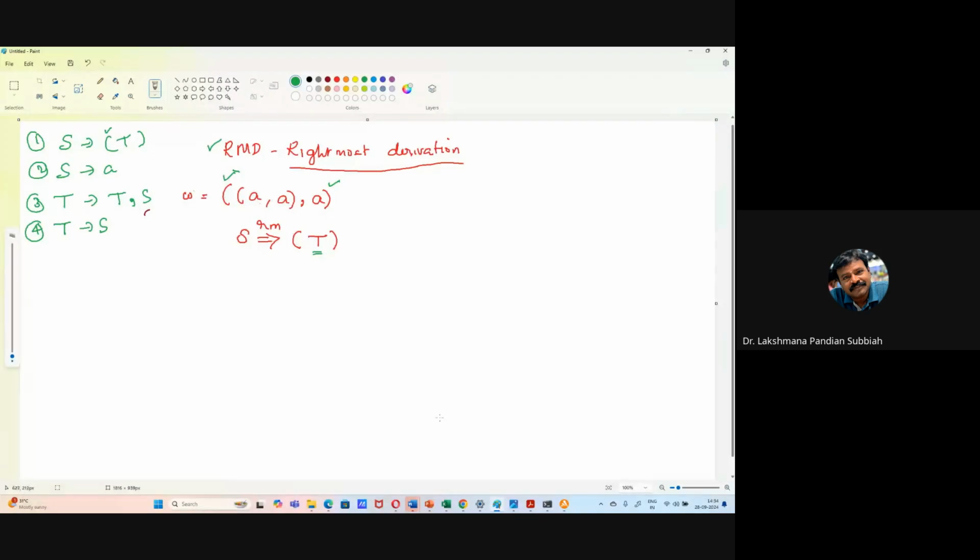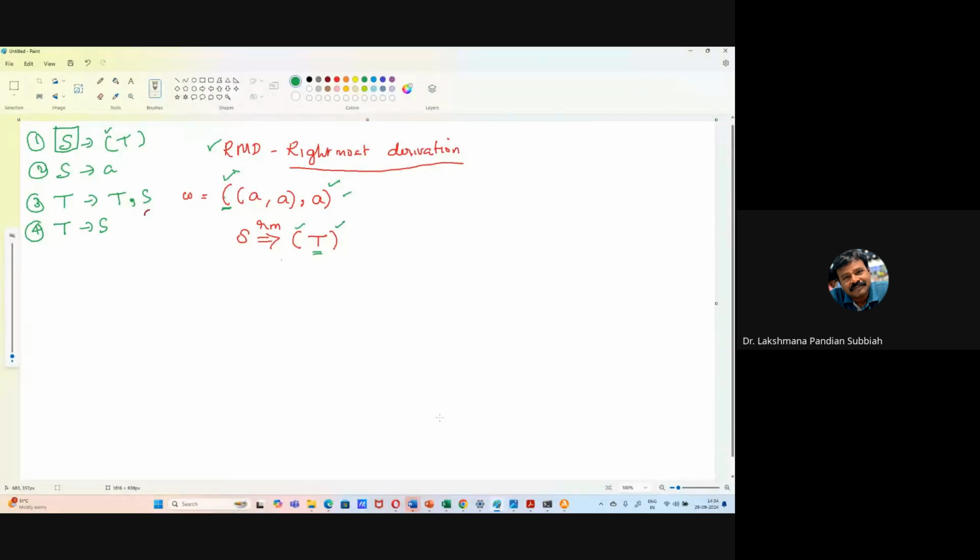W equal to open bracket A comma A close bracket comma A close bracket. Now here we are having that open bracket. The first symbol is open bracket, and the start symbol is S. So we can use the first production rule and expand. So S derives open bracket T close bracket. So this first open bracket and the last close bracket we are getting now.